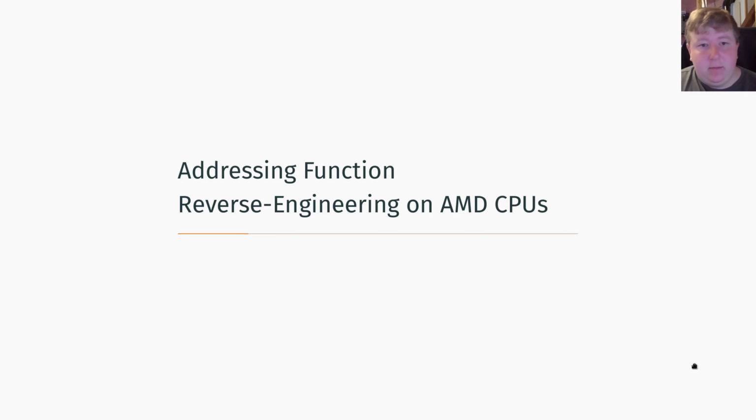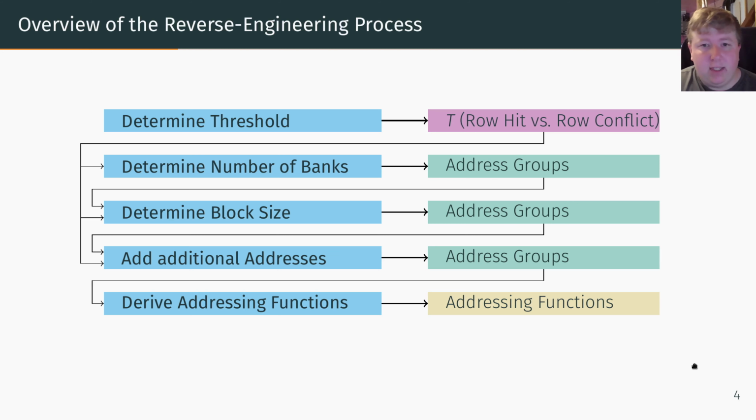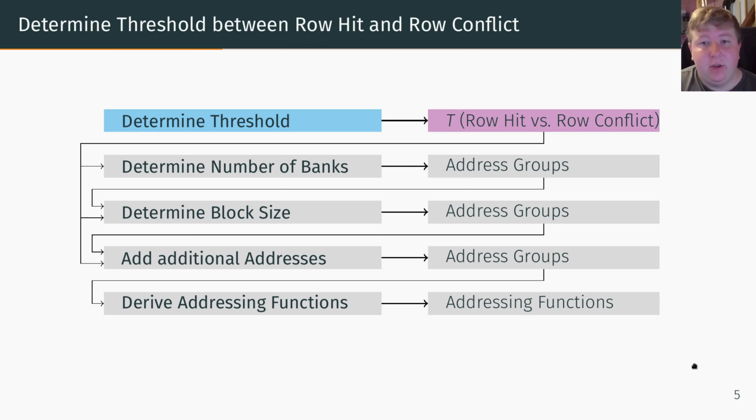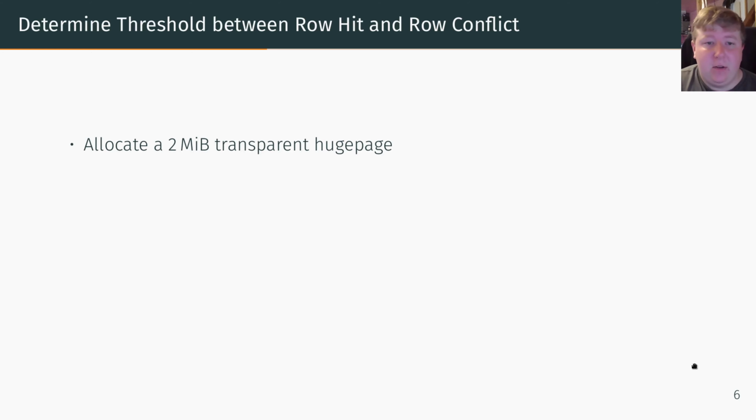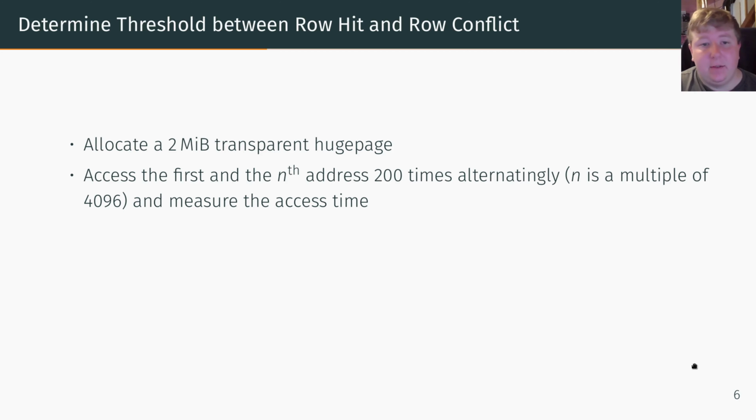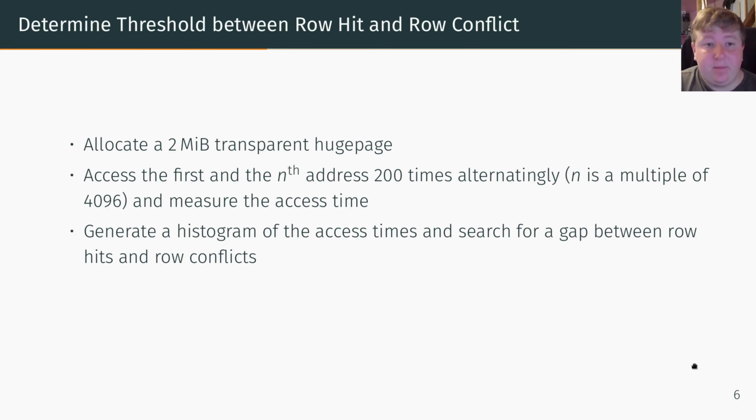Now I'll go into a little more detail on address reverse engineering on AMD CPUs. The overall process is shown in this picture, and we'll take a look at each step. The first one is to determine the threshold. Basically, how long does a row hit take versus a row conflict. Therefore, we allocate a 2 MB transparent huge page and access the first and the nth address 200 times alternatingly, where n is a multiple of 4096. Afterwards, we measure the access time. Then we generate a histogram of the access times and search for a gap between row hits and row conflicts. We use the middle of this gap as a threshold.